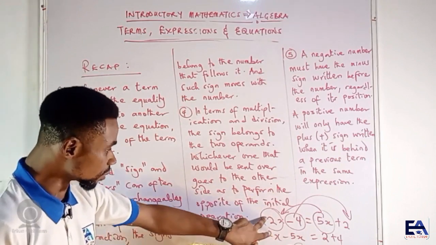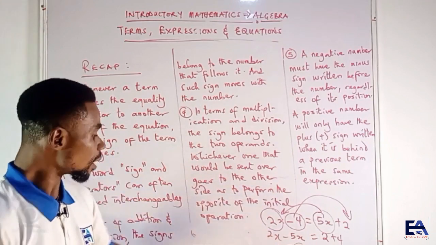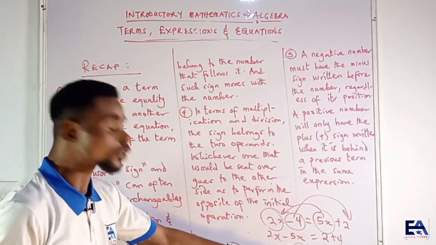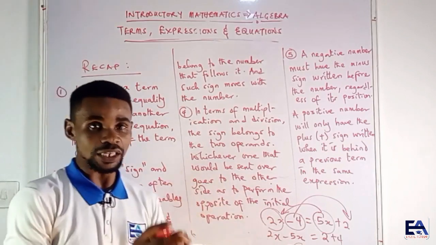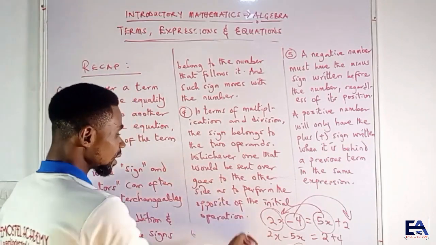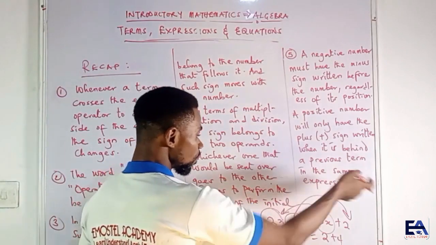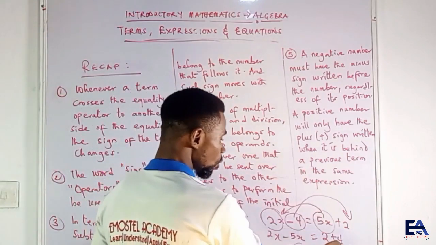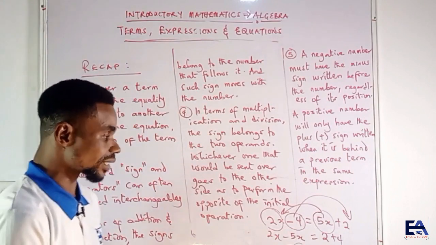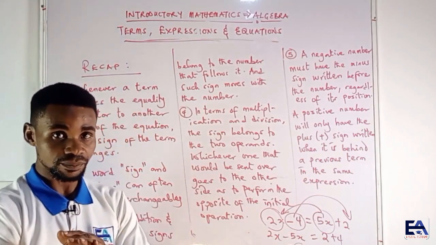Although it might not be written, it is there. But even if it's a negative sign, it must be written for us to know that it is actually negative. So by the time you move this minus 4 to the other side, it becomes positive 4. So you must consider the sign in the process of movement.